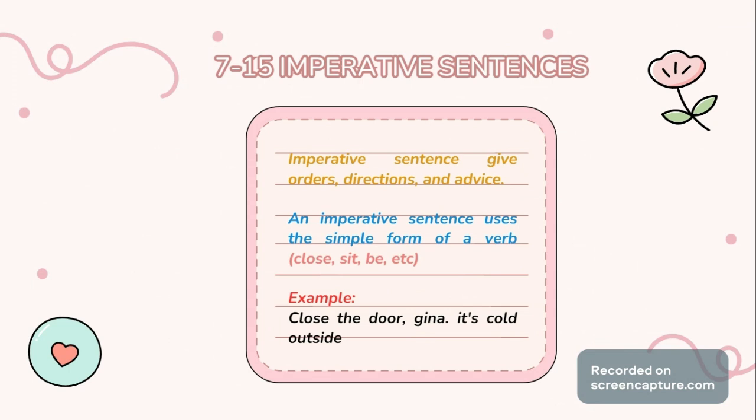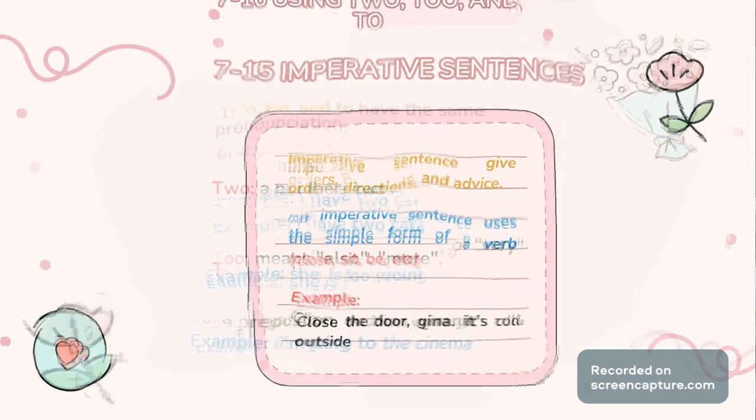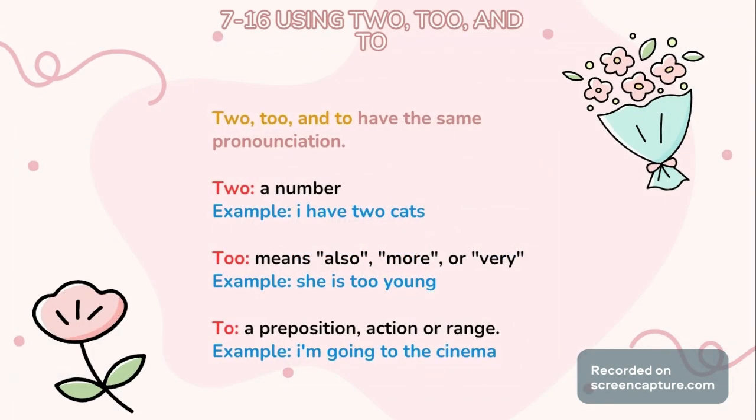Next, imperative sentences. Imperative sentences give orders, directions, and advice. An imperative sentence uses the simple form of a verb. Examples: close, sit, be, and go. Example, close the door, Gina. It's cold outside.